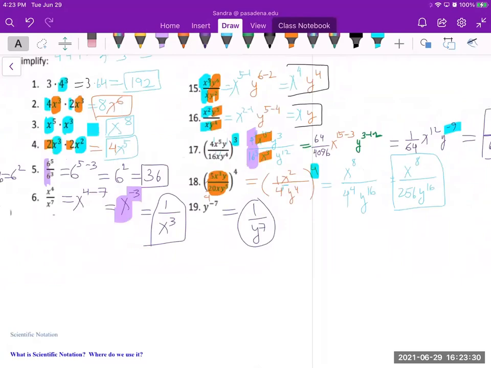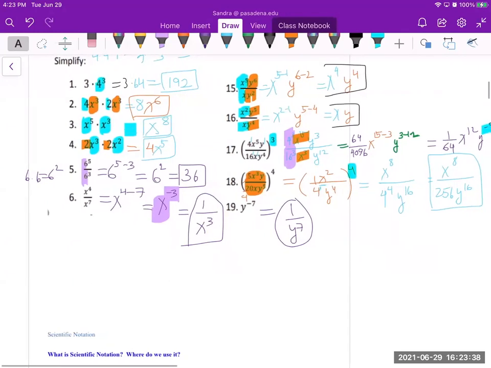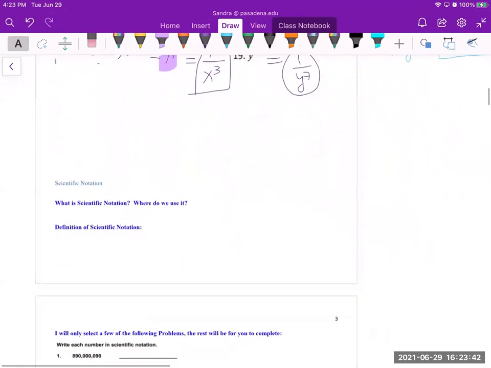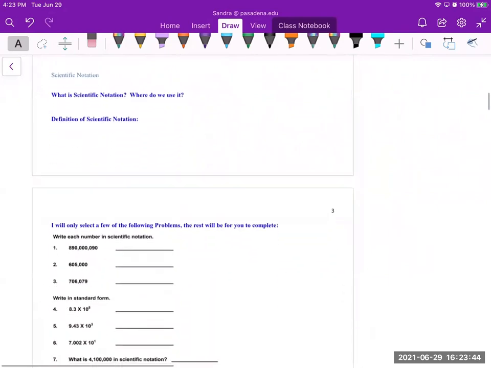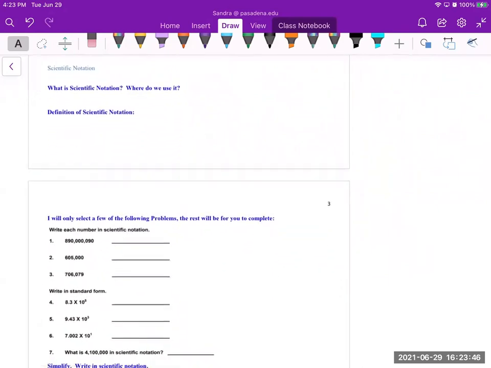Okay, these are some examples of things that you're supposed to know. And the more problems that you do and the more problems that you practice, the better you're going to become. Okay, let me go ahead and move on to the next topic. The next topic is called scientific notation.